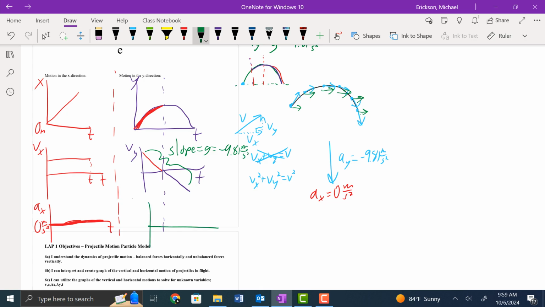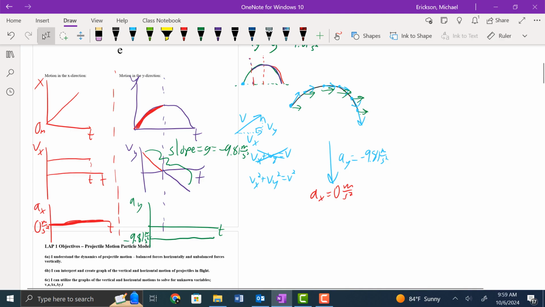Now I'm going to do the same thing for my a of yt, and because I have one slope, it's a negative 9.81, that's what I have here for my acceleration. Negative 9.81 meters per second squared. All right, so these are my graphs, and roughly all of your graphs should look somewhat like this. And we're going to go through some practice ones.